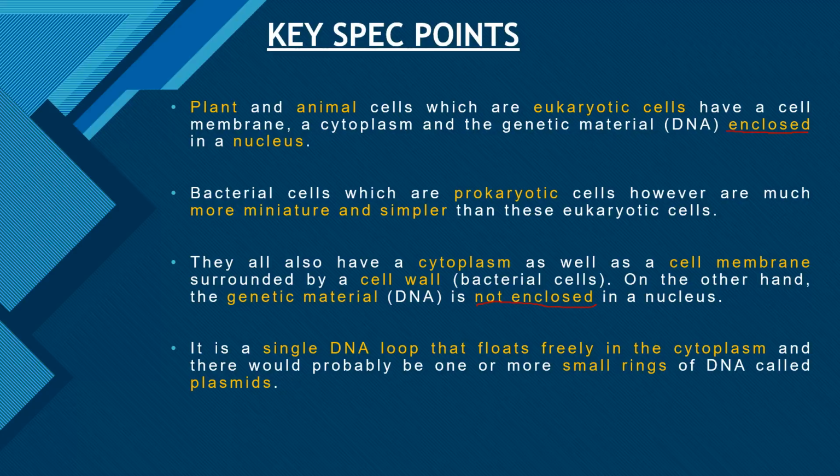And it is a single DNA loop that floats freely in the cytoplasm instead. So it is a circular strand, you can say. There we go. And there would probably be one or more small rings of DNA called plasmids, or you can call them plasmid rings.